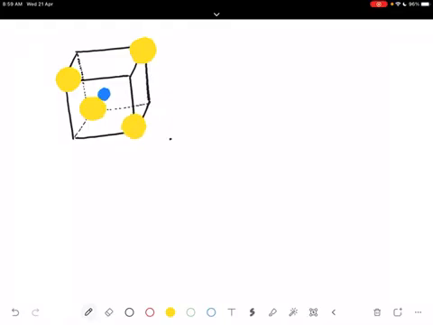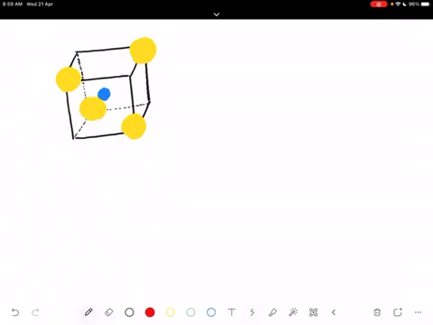Now you see this small blue cation is touching all the four. I cannot show that in the diagram. This blue cation, the smaller cation, which is kept inside this tetrahedral void, is touching all the four. And at the same time, all the yellow balls are touching each other. I showed you.